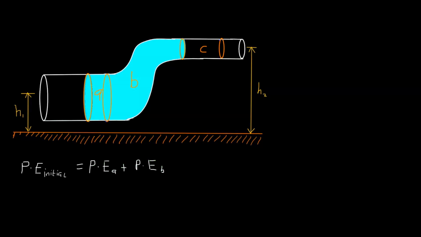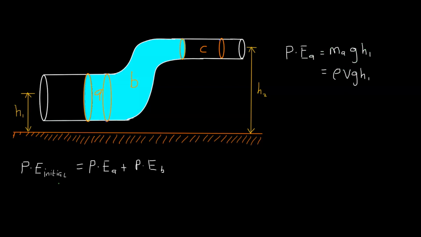Since the fluid within A remains at a constant height throughout, its potential energy can be calculated. The potential energy of the fluid within A is equal to its mass multiplied by the acceleration due to gravity multiplied by h1, which is its height above our reference level. This mass can be written as density multiplied by its volume. So we have the potential energy of the fluid within A equals rho V g h1.